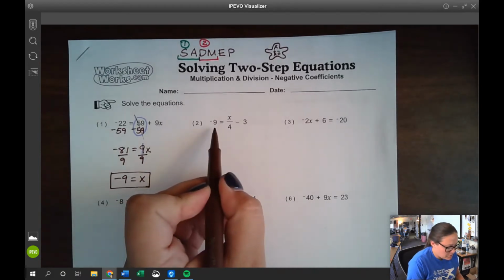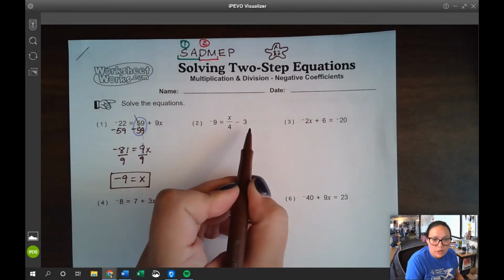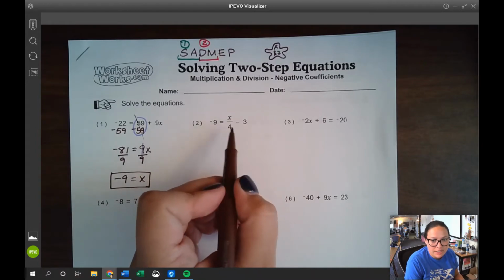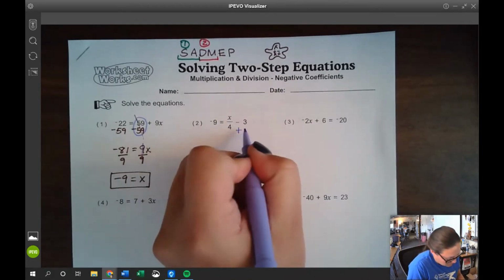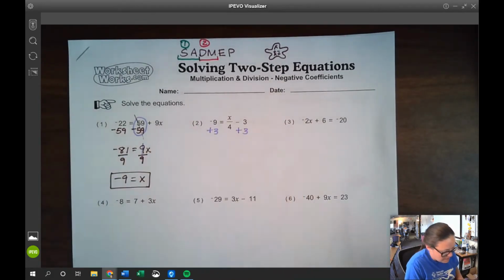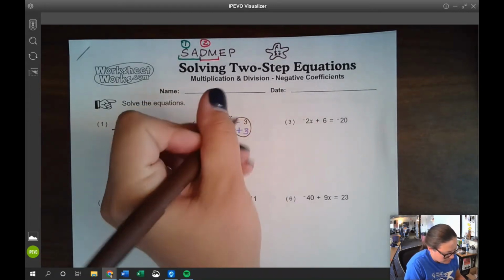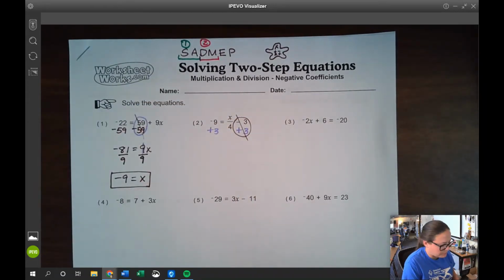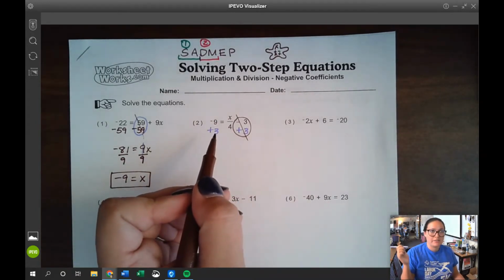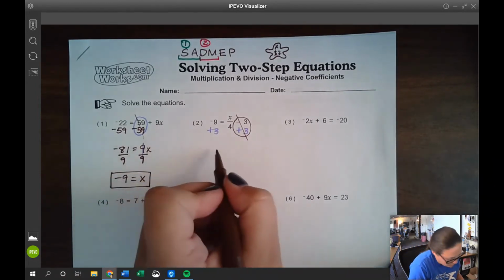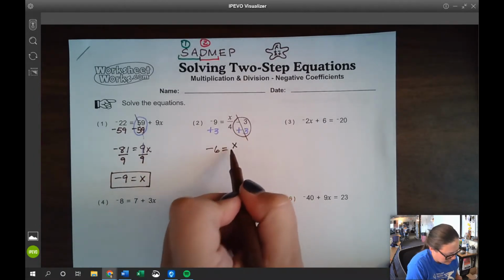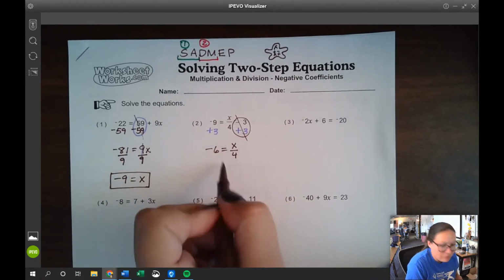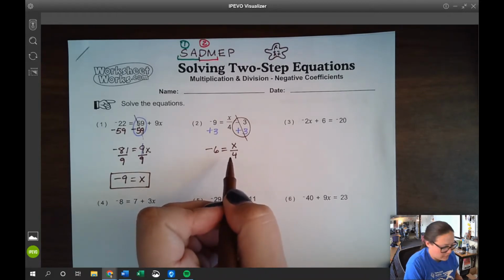Number 2, negative 9 equals x over 4 minus 3. So this is division and this is subtraction. According to SAD-MEP, I'm going to undo subtraction first. So I'm going to add 3 because negative 3 plus 3 is 0. Then I have negative 9 plus 3. So I'm over at negative 9, and then I'm going to go back towards 0, which gives me negative 6. And then I have x over 4. See how I rewrote everything before I move on to the next step.